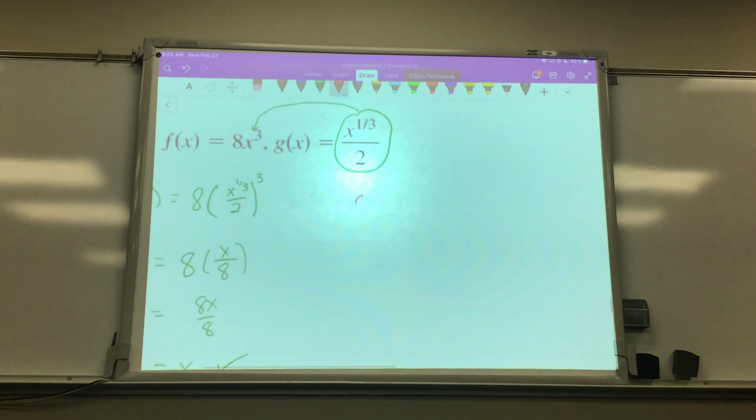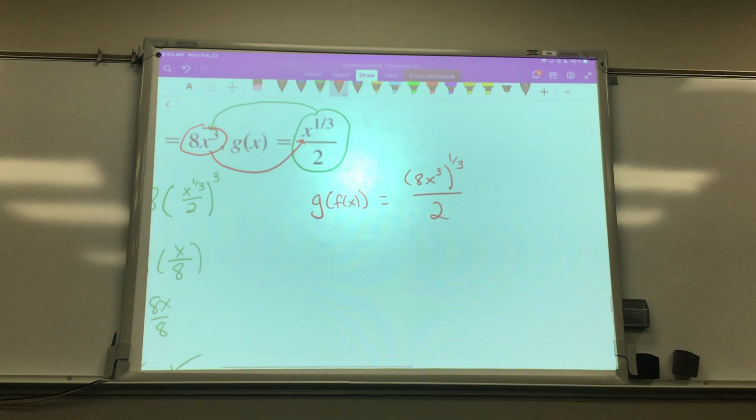Then g of f of x, taking f of x, plugging that into g. Here's my x, which is 8x cubed. Taking that to the 1/3 power over 2. Simplify that numerator, right? 8 to the 1/3 power. Again, taking something to the 1/3 power is the same as cube rooting it, correct? What's the cube root of 8? 2.